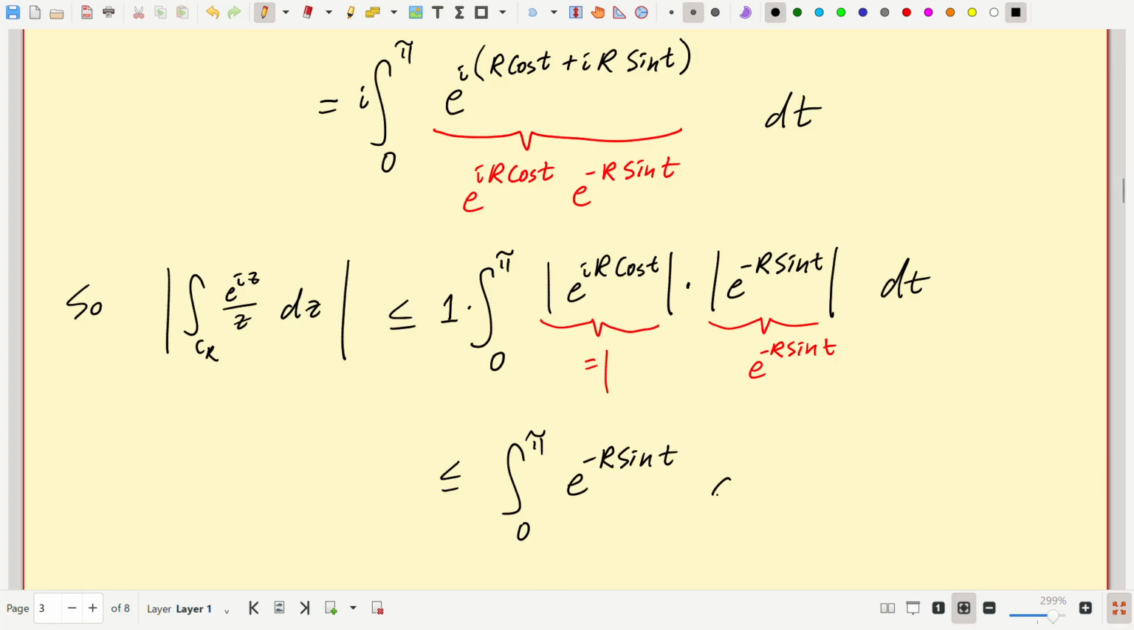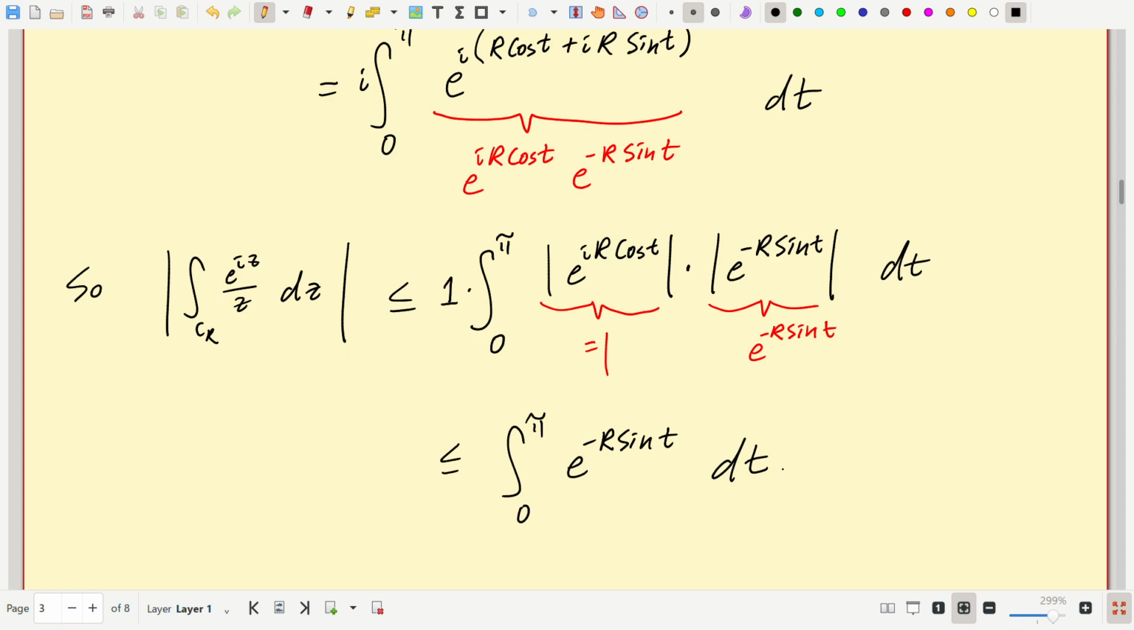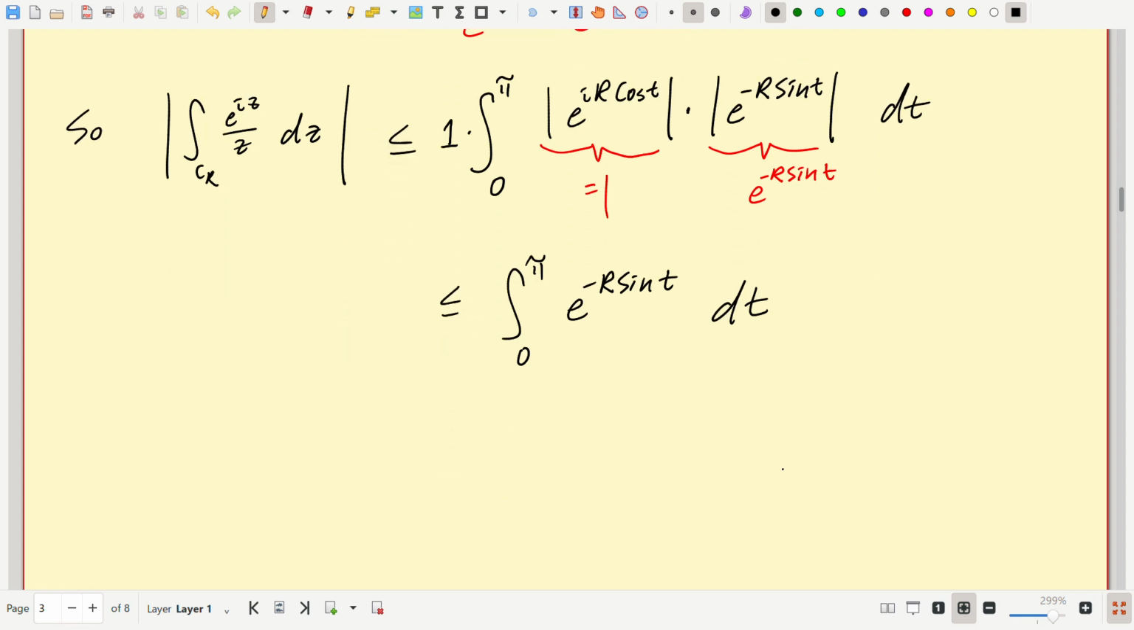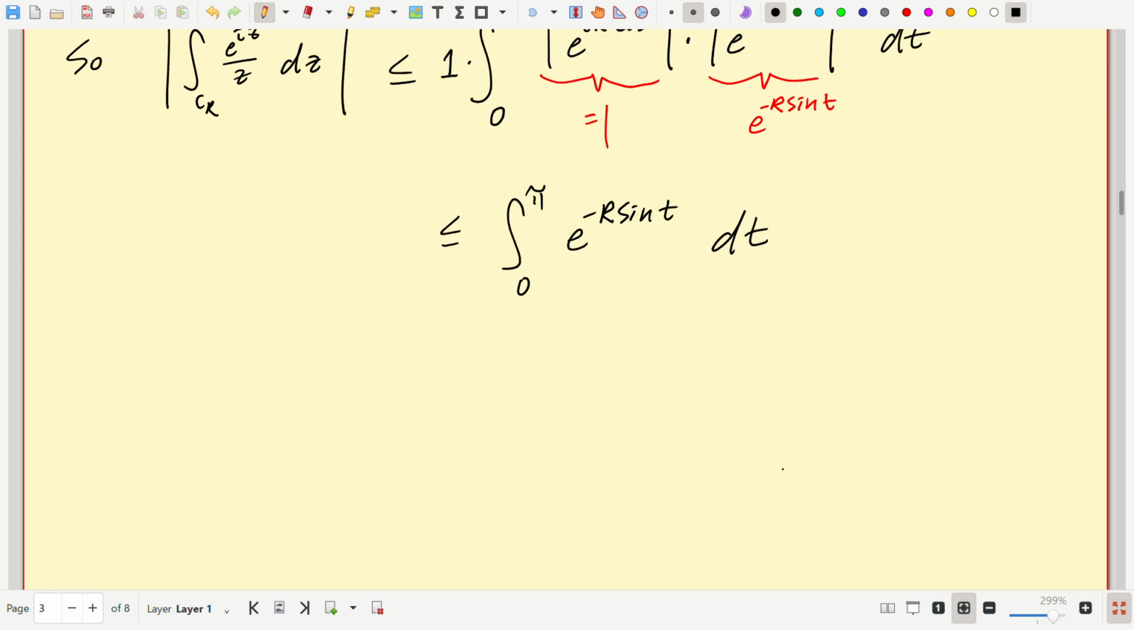Well, that turns out to be a nasty little integral. You can't find an elementary function that's an antiderivative for that thing. But you can estimate it. And this is what Jordan did in a clever way. Let me show you the picture. I like this picture.